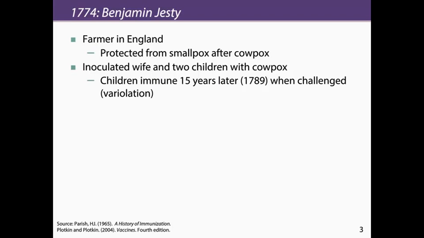Vaccines have been used since the late 1700s, and actually the first person to administer what we now consider to be a vaccine is a farmer in England by the name of Benjamin Jesty. He noted that he was protected against smallpox after having had cowpox lesions on his hands that he had acquired from a cow. He subsequently inoculated his wife and 2 children with cowpox and demonstrated that his child was subsequently protected against a challenge with smallpox with a process called variolation 15 years later in 1789.